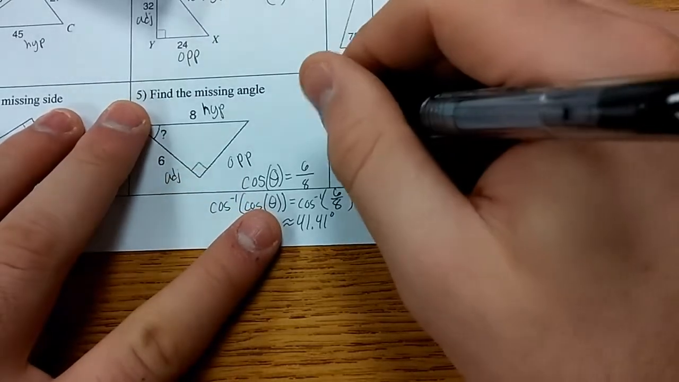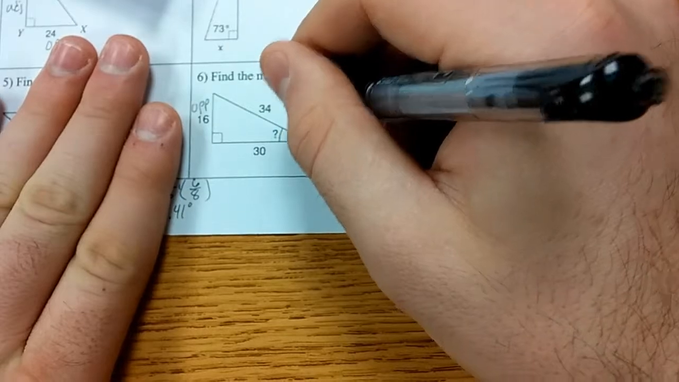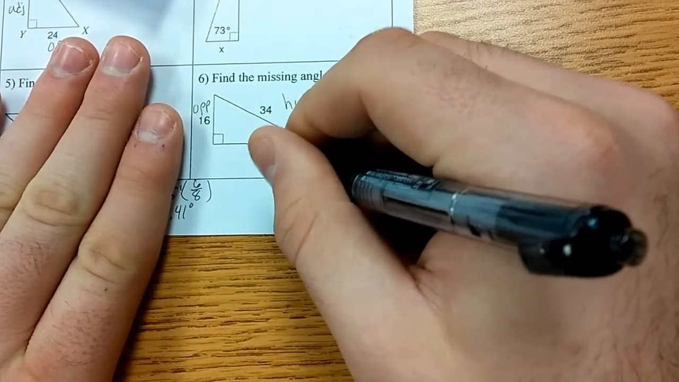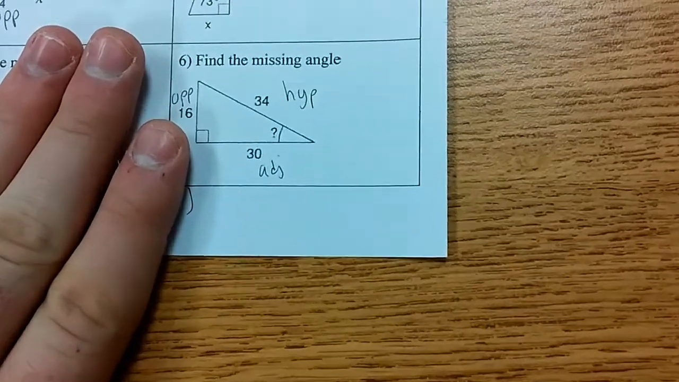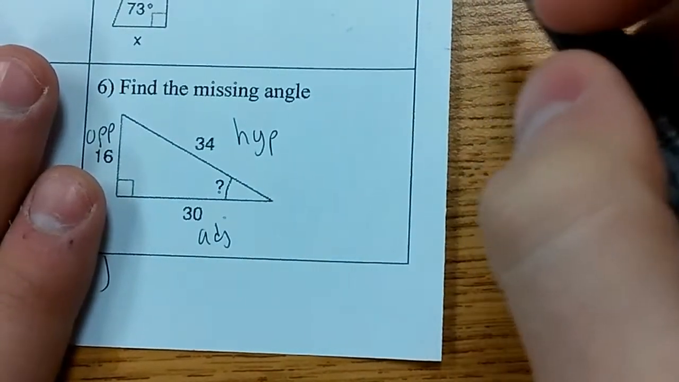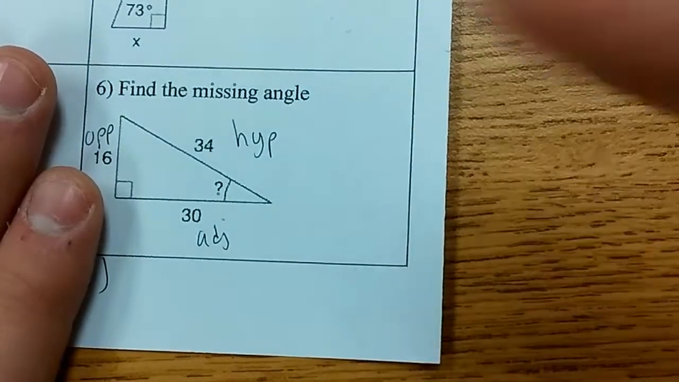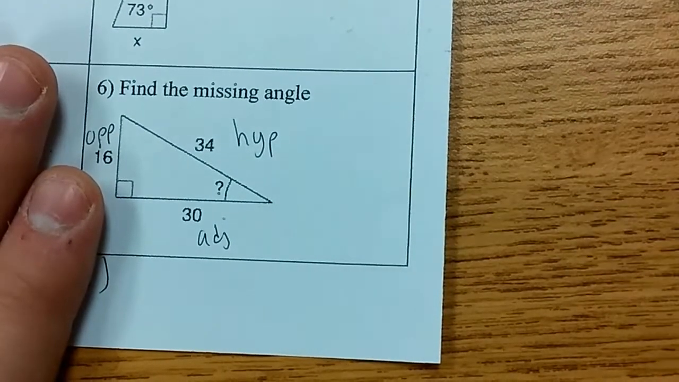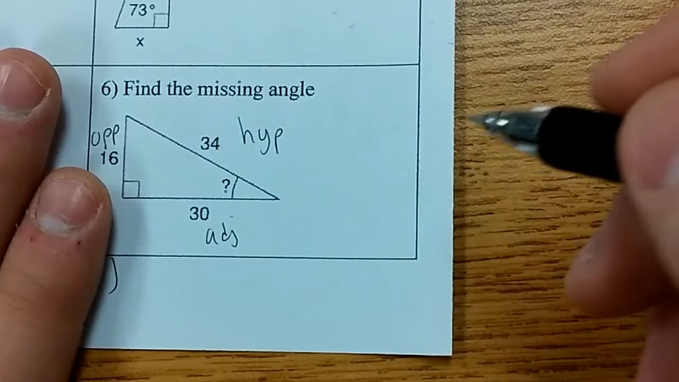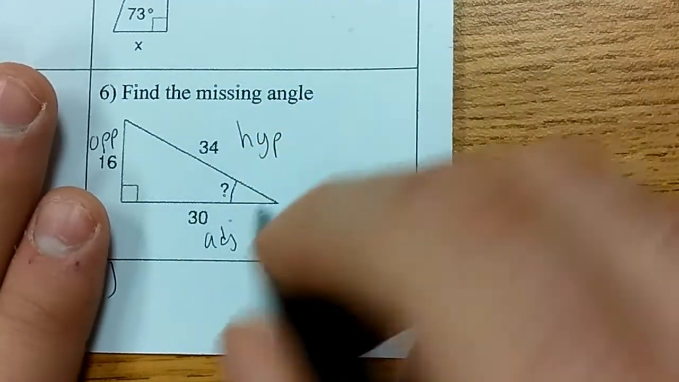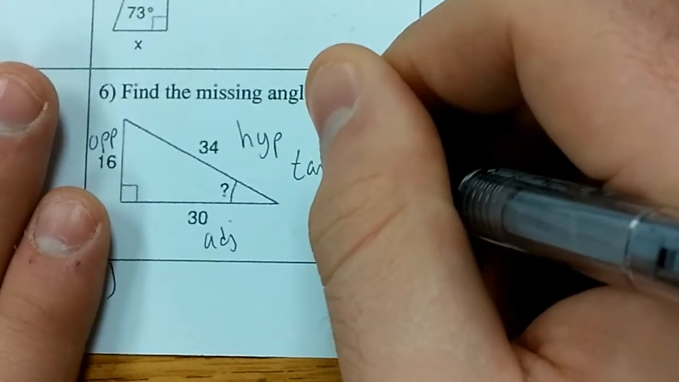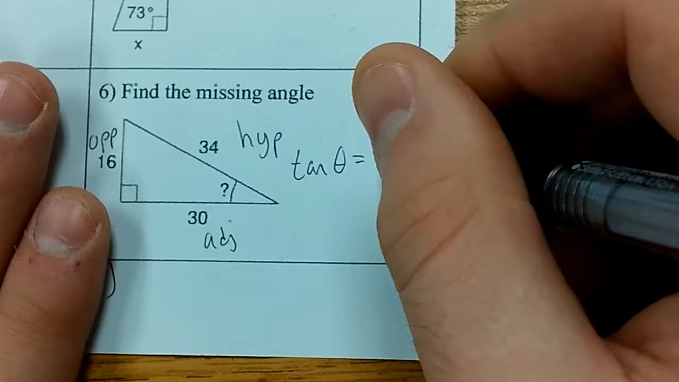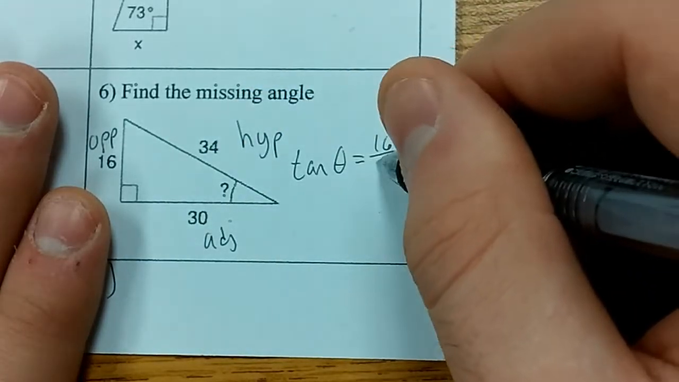So I know this is opposite, 16, I know 34 is going to be hypotenuse. I know 30 is going to be adjacent. And I am able to choose sine, cosine, or tangent. It does not matter which one you choose. If you had 3 people do one of each, they'd all get the same angle here. So I'm just going to choose tangent. And tangent is going to be opposite over adjacent. So tangent of theta is going to be equal to 16 over 30.